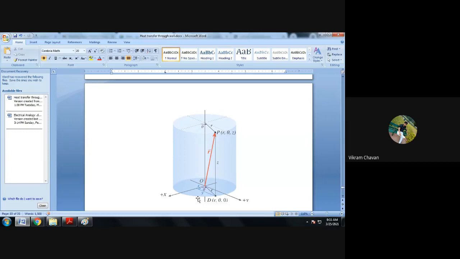Angle made by this particular point with the x-axis. Okay, so that is nothing but theta or phi. So in this particular manner we can locate any point in a cylindrical coordinate system.